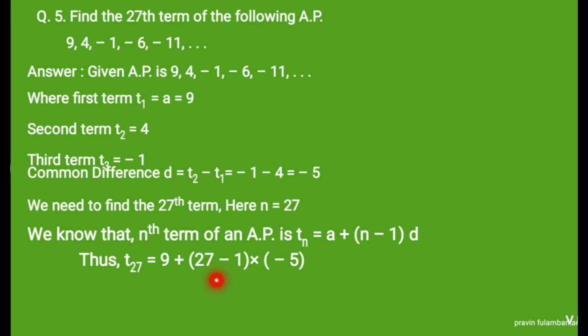First we subtract 1 from 27, so we get 26. Then 26 into minus 5, which is minus 130. So 9 minus 130, we get minus 121. So this is the 27th term of the given arithmetic progression.